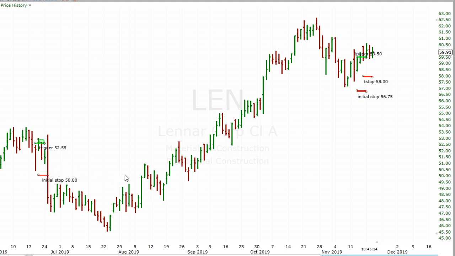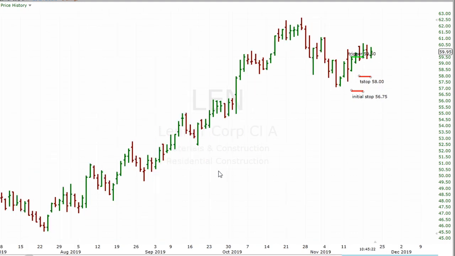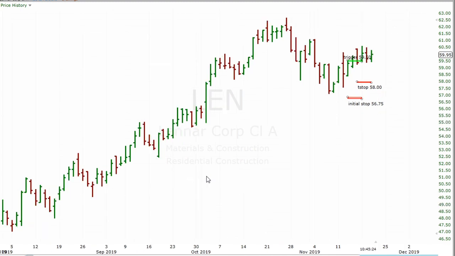I'm going to have to go back and look and see what caused the home builders to have that big down day back there. Not that it really matters, but whatever it was, it was very short lived because they all went into nice uptrends subsequently. So there you go, Lennar looking okay. I mean, this thing just triggered in a couple of days ago.